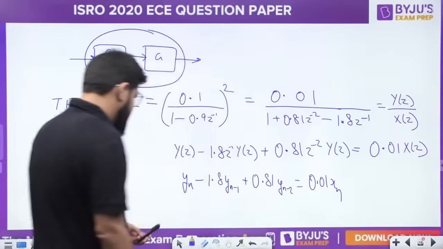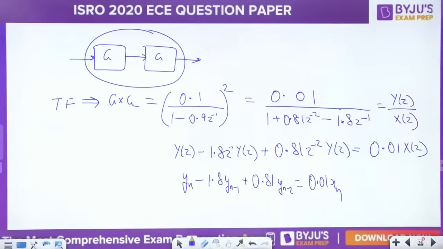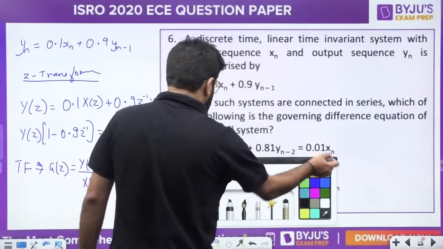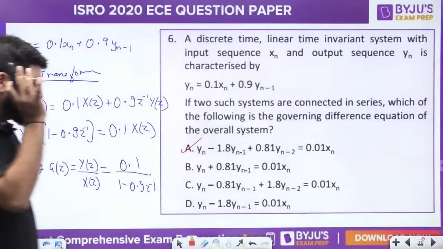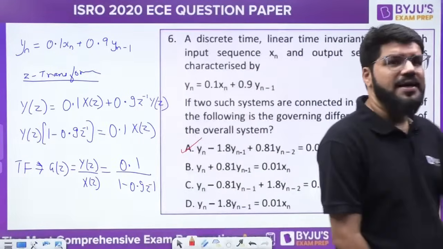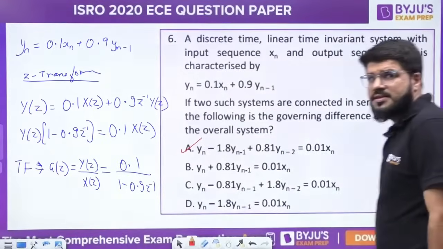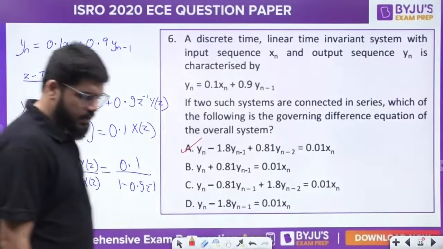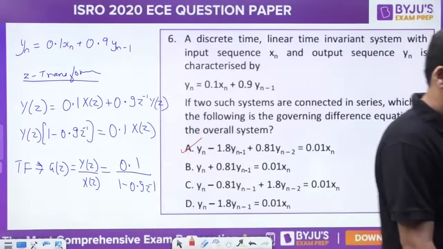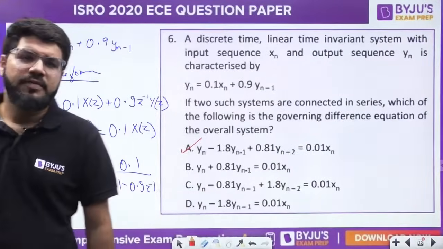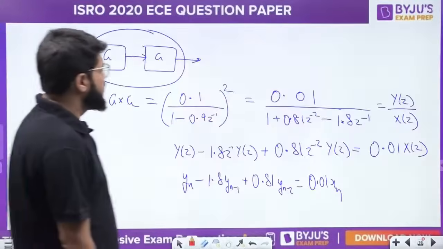Let us see the options. The direct answer that has matched here is option number A: yn minus 1.8 yn-1 plus 0.81 yn-2 is 0.01 xn. That's it. The correct answer is option number A.